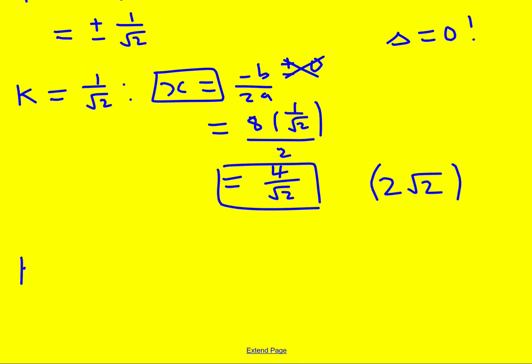Because now we look at k equal minus 1 over root 2, and then x is going to equal, it's going to be minus b. It's going to be the same again, but I'm going to get minus 2 root 2.